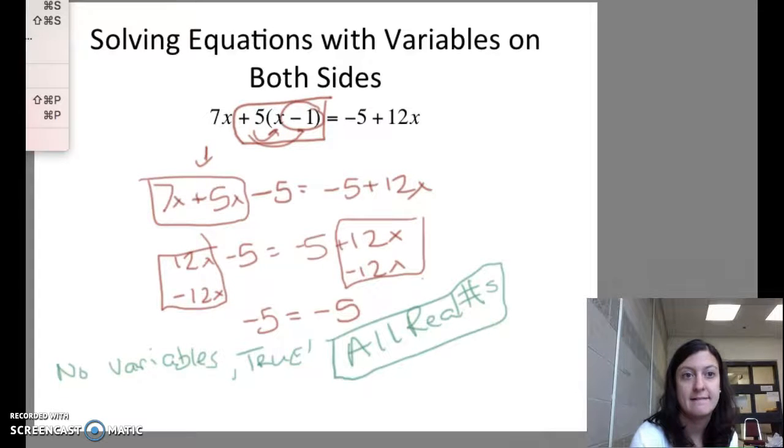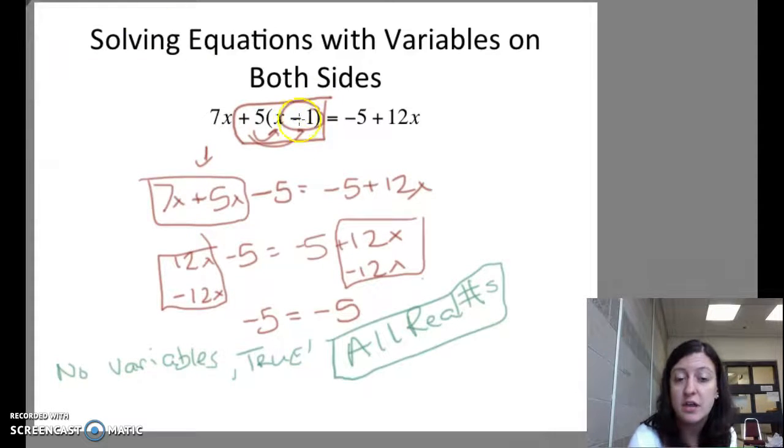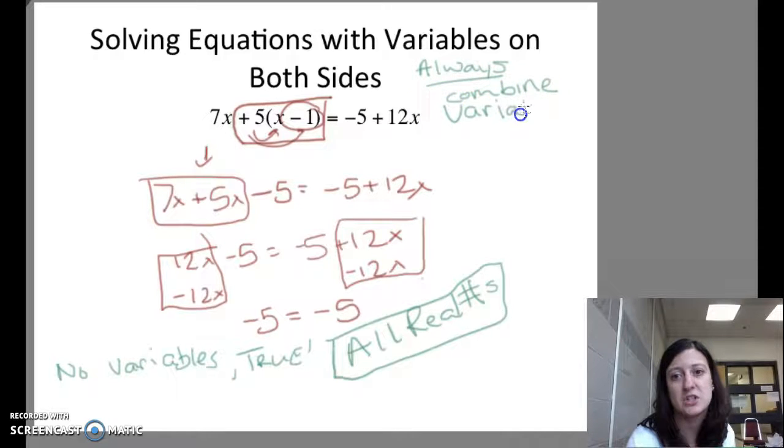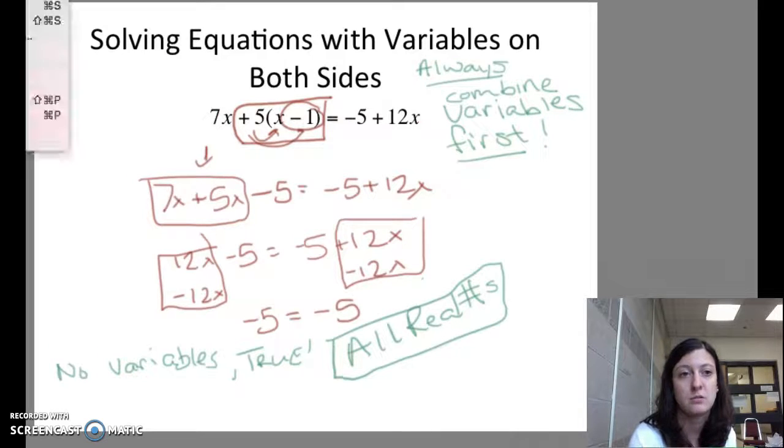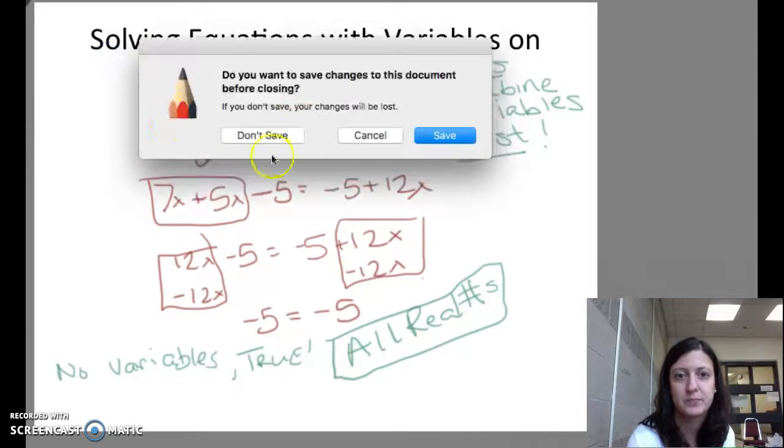Okay? Now, I want to point out here, do you see how I combined the variables first and that got rid of them? If I had added the 5s together first, then I would have gotten zeros and it would have been confusing. It's easier if you just always combine the variables together first. It makes it so much easier. You're going to give yourself a big headache if you don't do that. Always combine the variables first. Move them to the same side, however you want to say it.